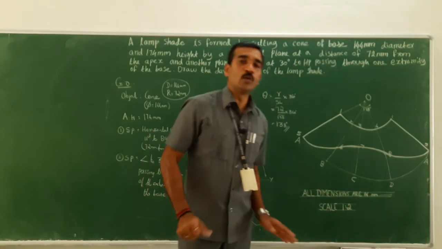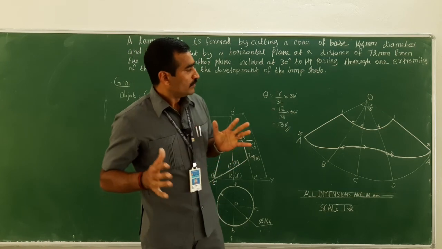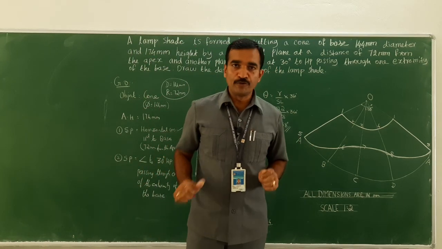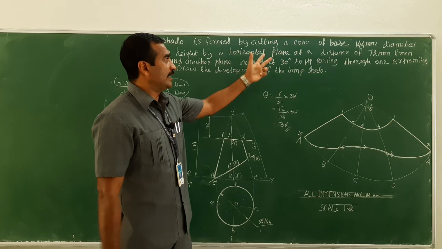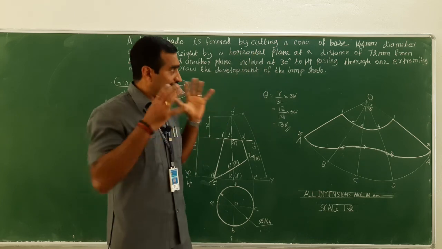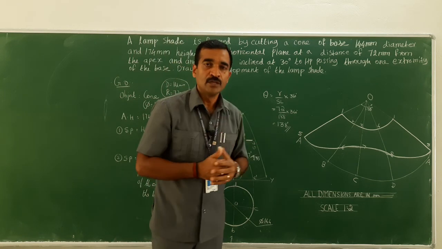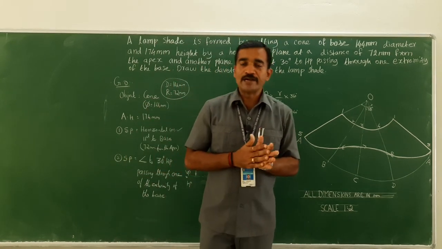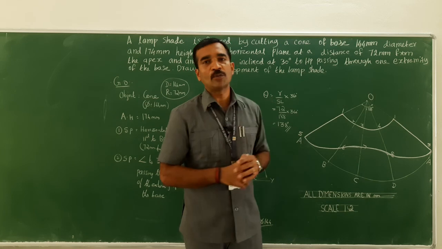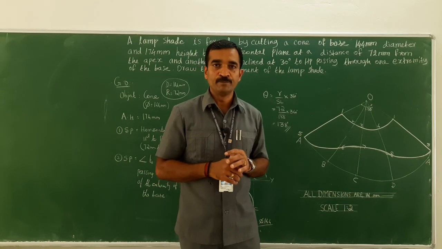So scale is 1:2. You should not get confused when such two cutting planes are asked in the plane. Just read out the question and understand it, then implement it here. Hope you have all understood how to do the development for the lateral surfaces of the cone. Thank you.